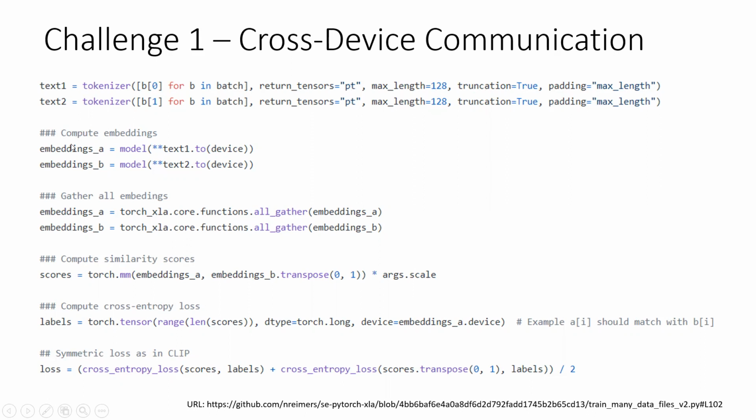Then you can compute the embeddings. So you pass the two texts to your text model. The text model does a forward pass through a transformer network, and then it does a simple mean pooling and normalization. And this gives you the embedding for A and the embedding for B.